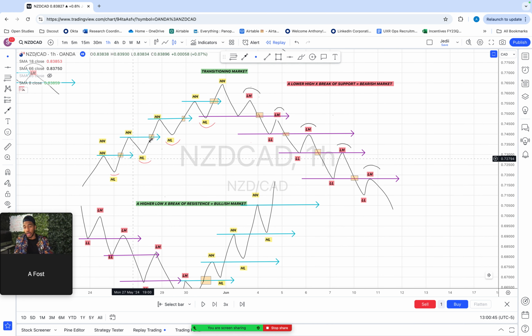Over here, I was in all buys until I got up here, and then the market came down. I was looking for maybe more buys, but then I had a lower high created, and then it had a break of the support. A lower high times break of support equals a bearish market. Once I had this break of support right here, boom, it broke. Now I'm looking for sells.